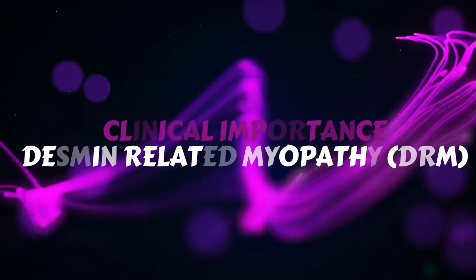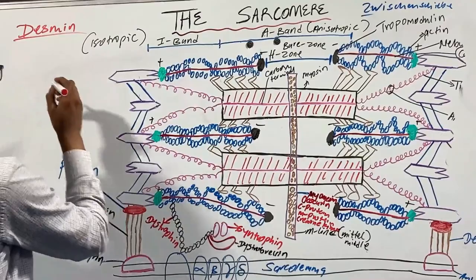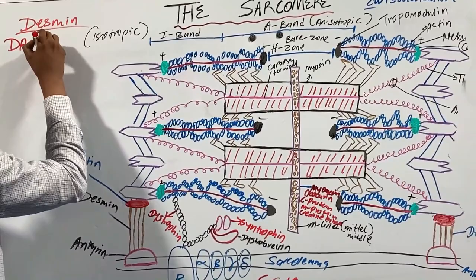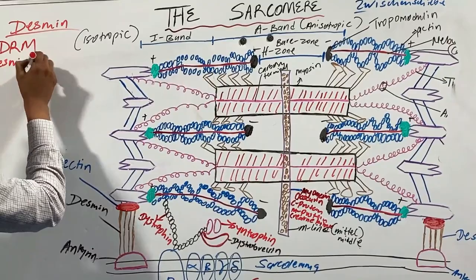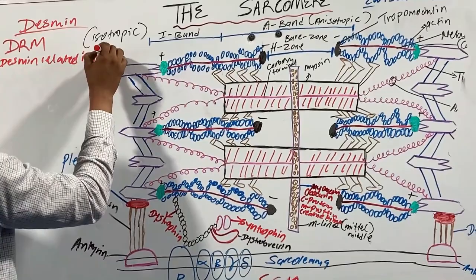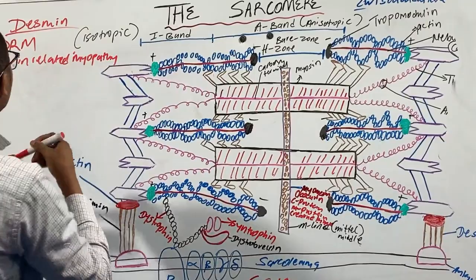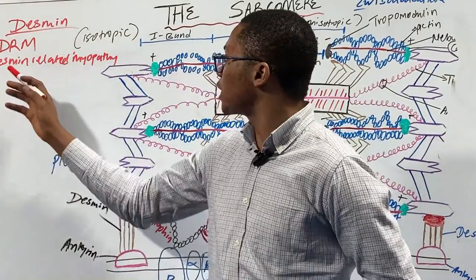All right. So desmin is very important in a condition known as desmin related myopathy, DRM. Okay, desmin related myopathy. Let me just write it in full. Desmin related myopathy. All right, so desmin is very important in desmin related myopathy, DRM. What is desmin related myopathy? So, desmin related myopathy is a rare condition.